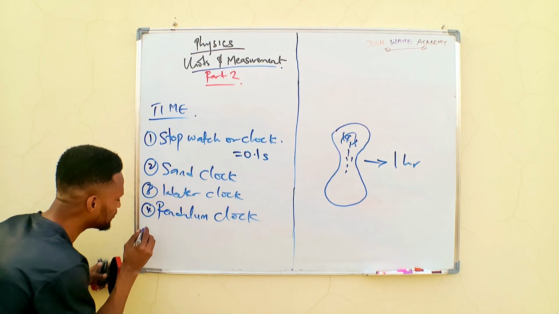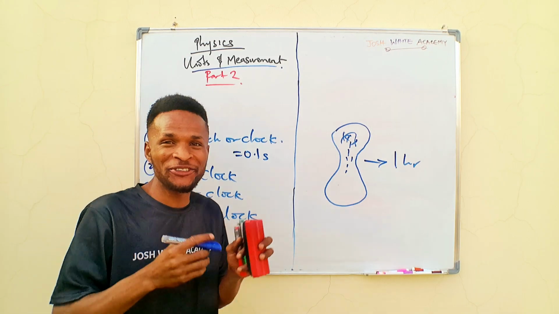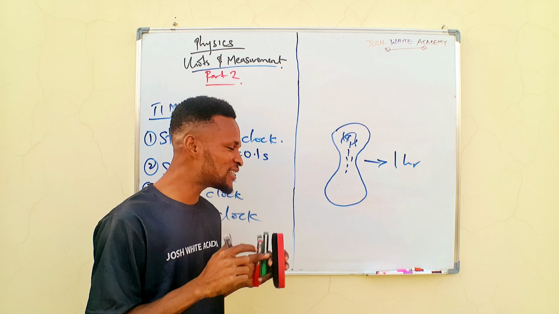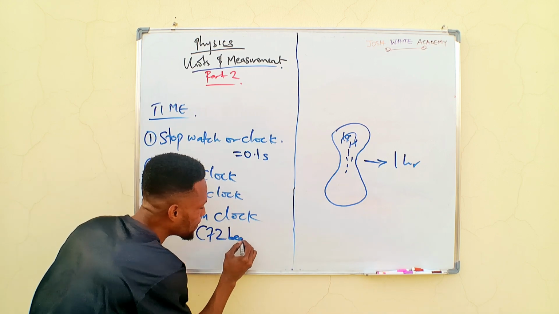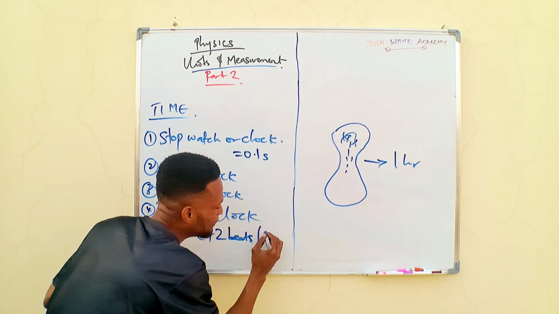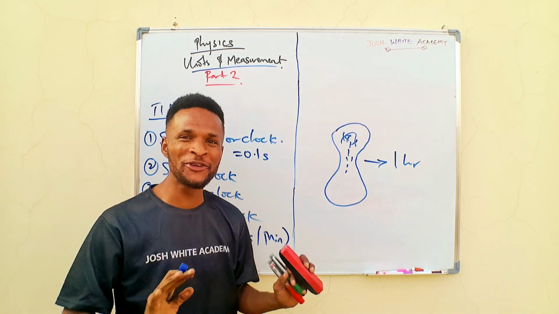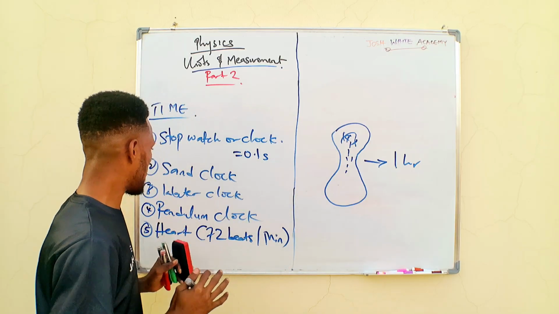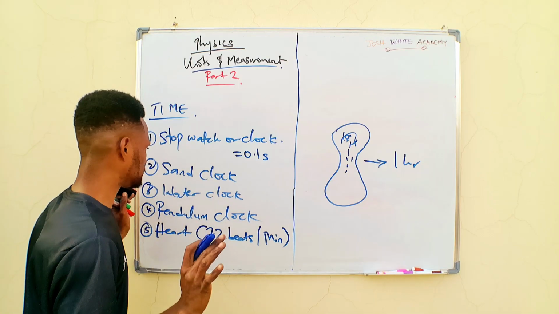We also have the heart. Our heart also can be used. You know, an average heartbeat is around 72 beats per minute. So our heart can also be used as a measurement for time. So these instruments can be used to measure time.